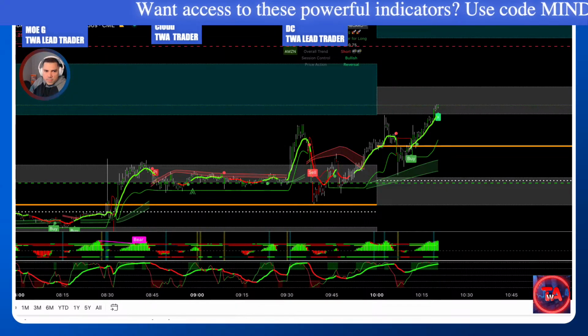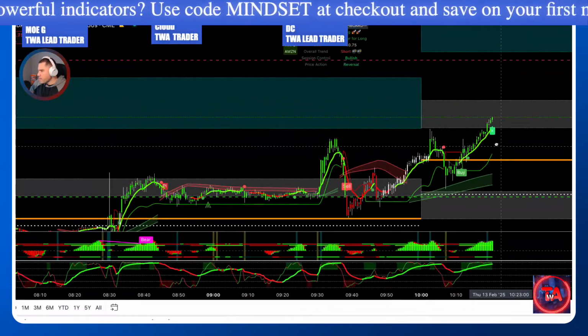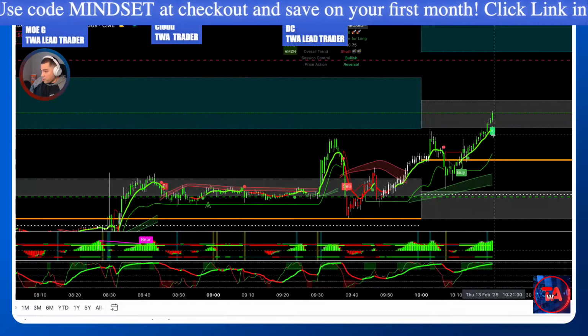And runners will run. We have a breakout on the trigger chart here.